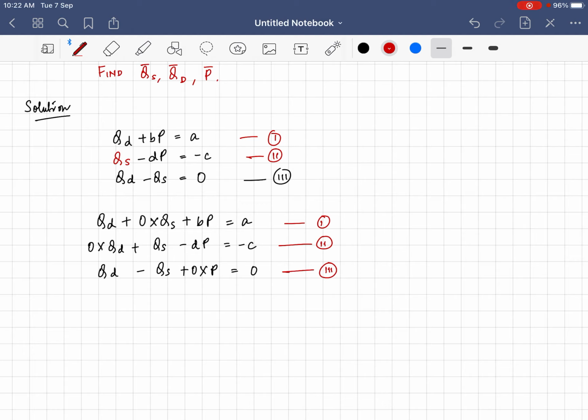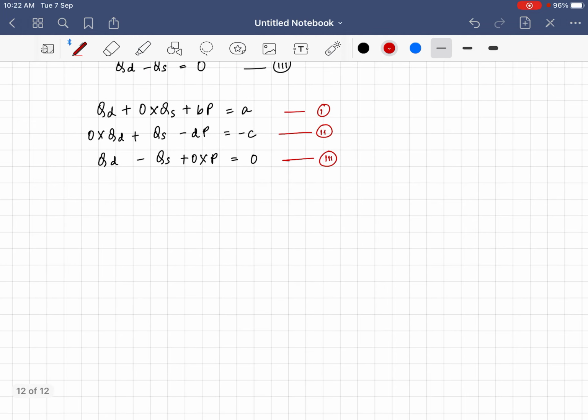Now, in matrix form, I already told you how we are going to write this. So let us do it. We will have three matrices. One is the coefficient matrix, that is A. So let A be the coefficient matrix.